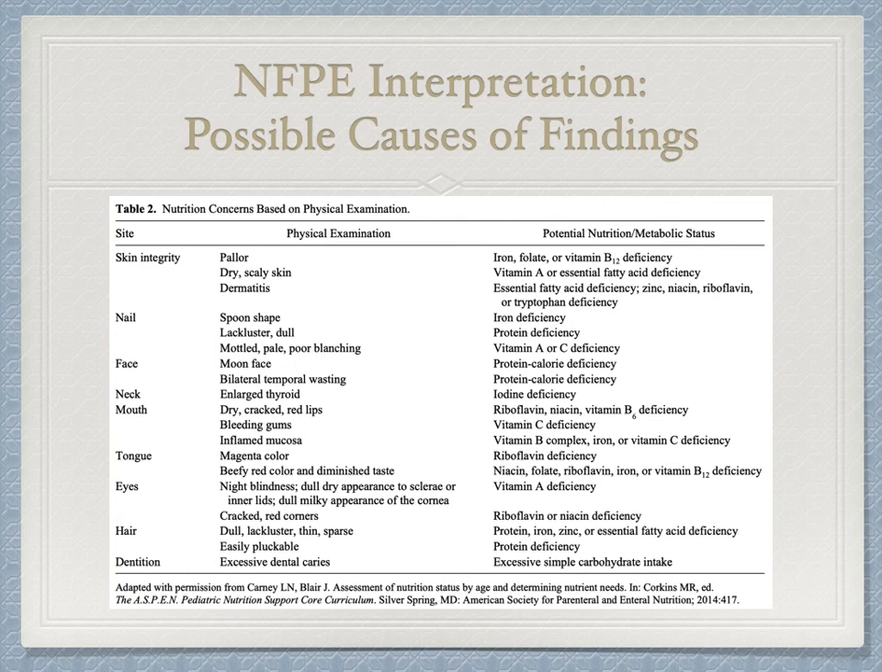This is where it's important to compare the findings of your NFPE to your diet history and look for a correlation in what you're seeing physically versus what they're taking orally. An example of this is a child in the village who may be isolated and not have access to many fruits and vegetables. Are you seeing evidence of this in the NFPE and the diet history? It's just something to think about as you're performing both.